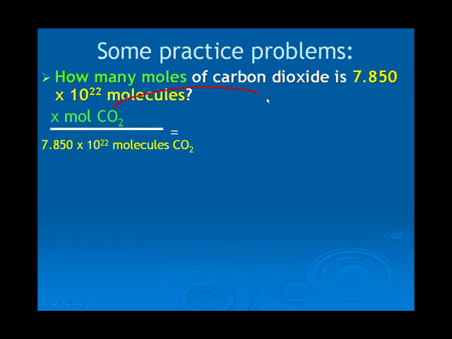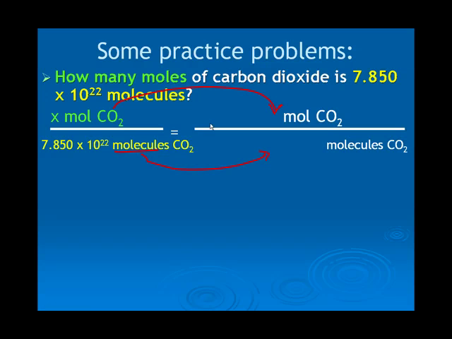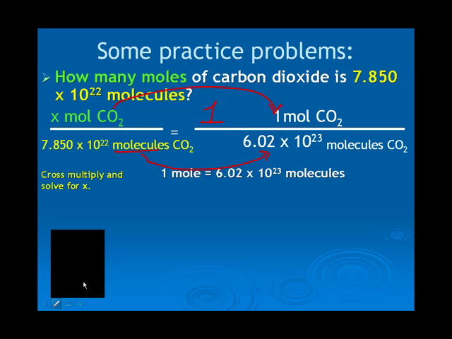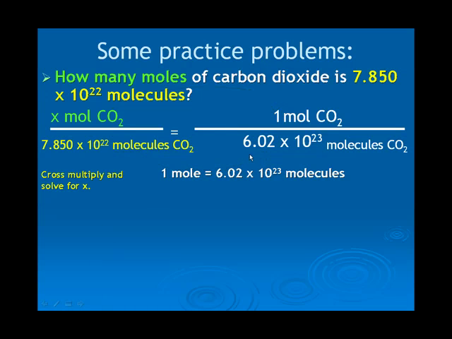When you're going to set up your units on the other side, moles on top, molecules on the bottom. Okay? Now ask yourself, in 1 mole, because everything relates back to 1 mole, how many molecules are there? 6.02 times 10 to the 23rd. So in 1 mole, 6.02 times 10 to the 23rd. Cross multiply, solve for X.